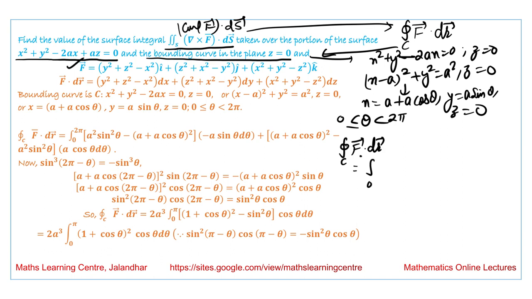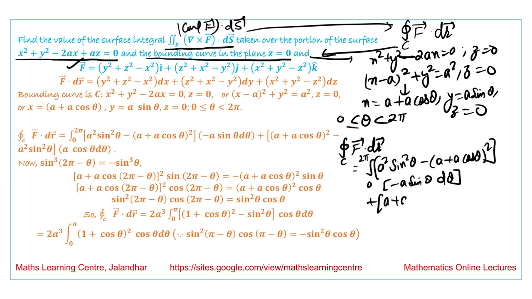integration 0 to 2 pi. We substitute these values in this equation and we obtain a square sin square theta minus (a plus a cos theta) whole square, into minus a sin theta d theta. Next it is plus (a cos theta) whole square minus a square sin square theta, multiplied with a cos theta d theta. Now we have to evaluate this integral. The calculations are shown over here.